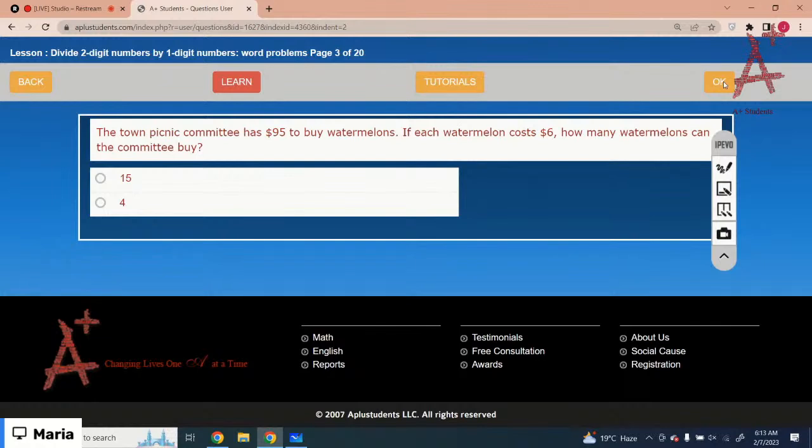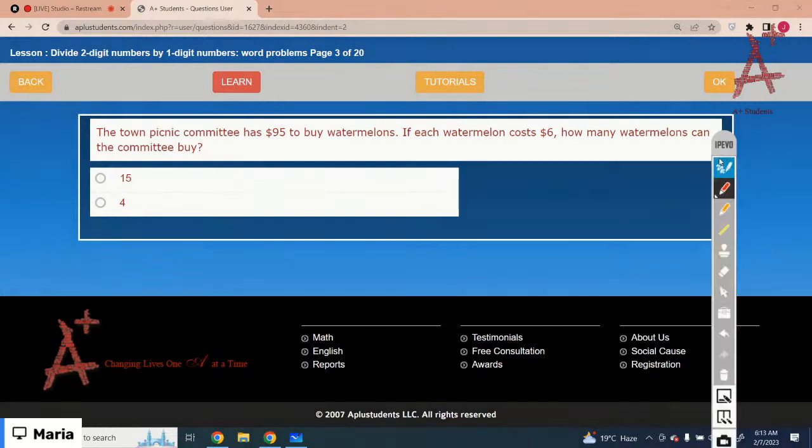If each watermelon costs $6, how many watermelons can the committee buy? So you have to divide 95 by 6. Got it? 6 times 1 is 6. 9 take away 6 is 3. The next digit down, you have 35. So 6 times 7 is 42.